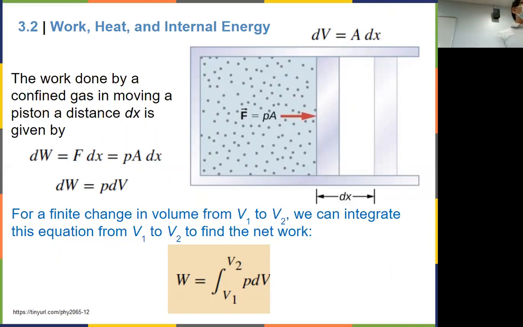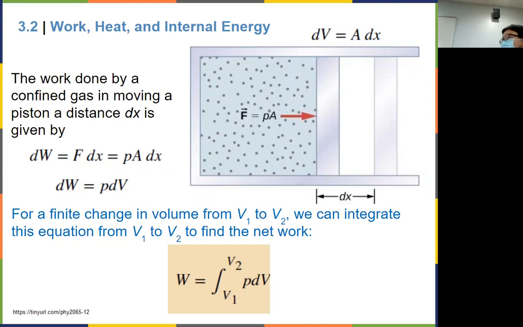The second section talks about the work, heat, and internal energy of the system. We'll start with the simplest case of an ideal gas confined in a container like this, where this wall on this end can be movable. If the gas expands, it will push this wall in this direction, so there will be certain work done by the gas on this wall.